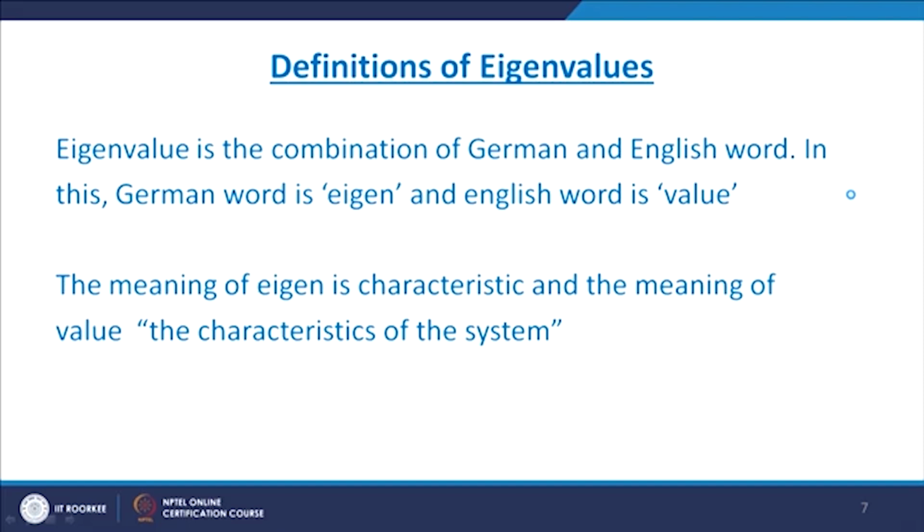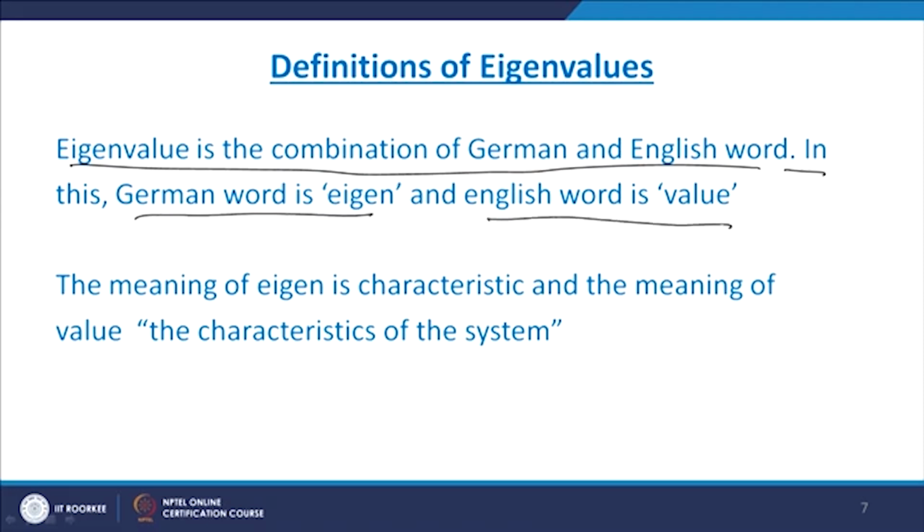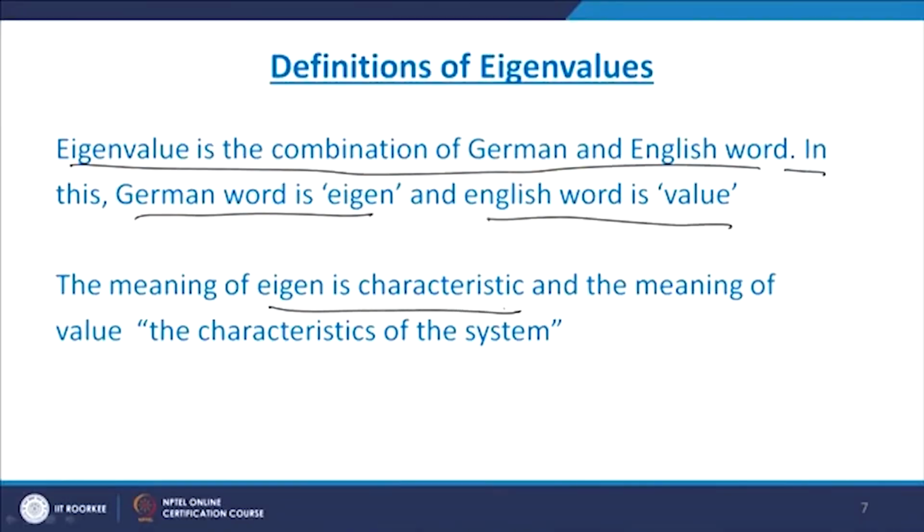Now what is the definition of eigenvalues? Actually, eigenvalue is nothing but a combination of German and English, because here there are two words, eigen and value. The German word is eigen and the English word is value. The meaning of eigen is characteristics, and value means the characteristics of the system.